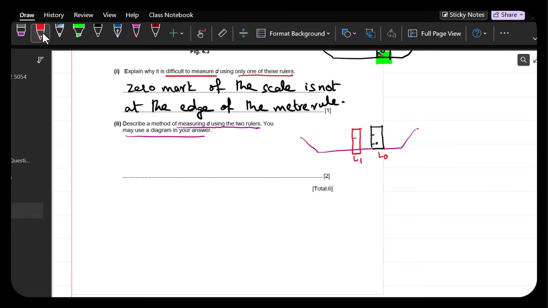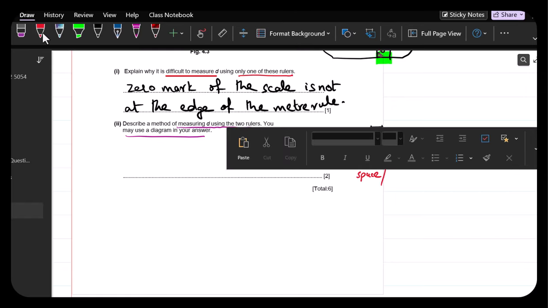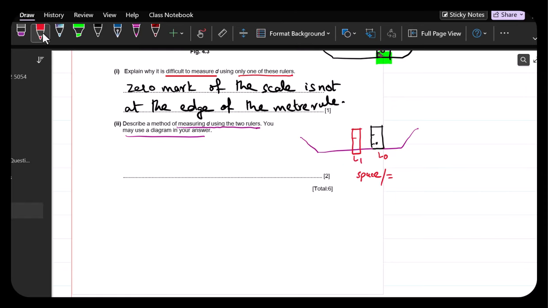So the space, or you can say the width of the tray, we can find that will be L1 minus L0. In this way, we have to neglect whatever the scale or size of the edge will be. So we will be able to measure accurately in this way.